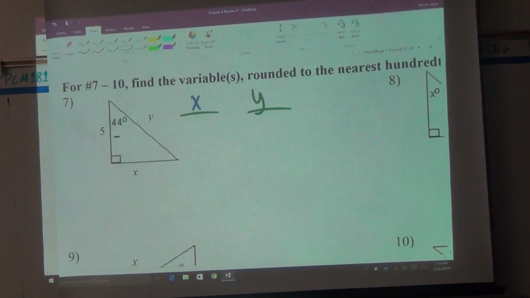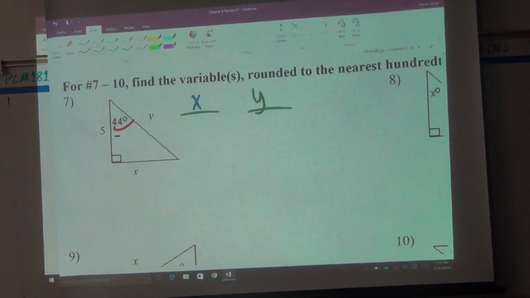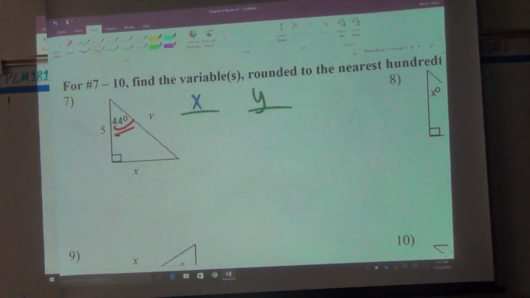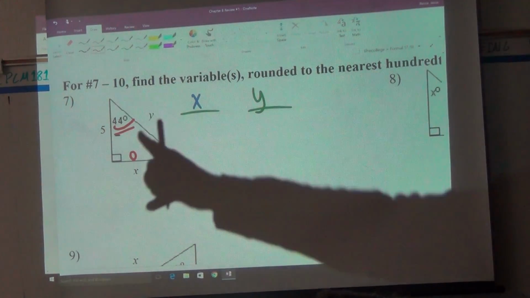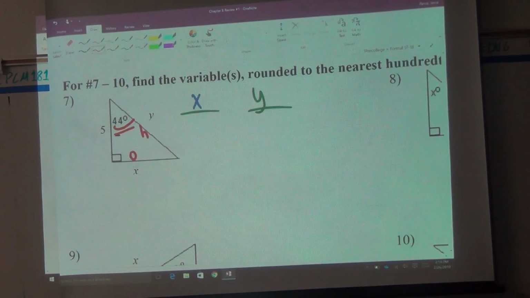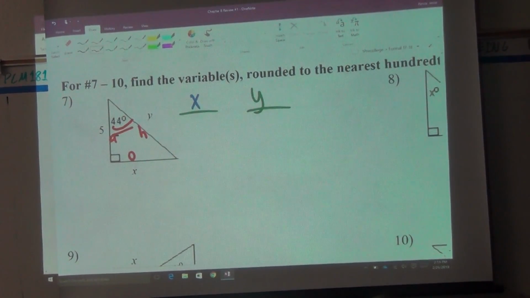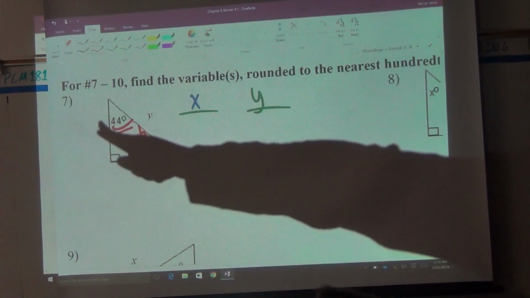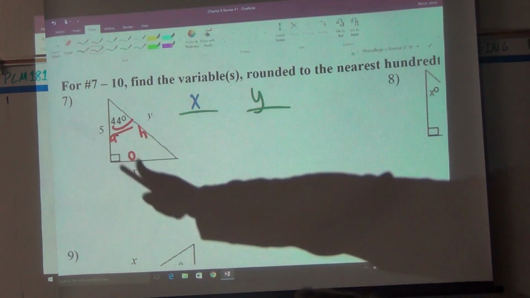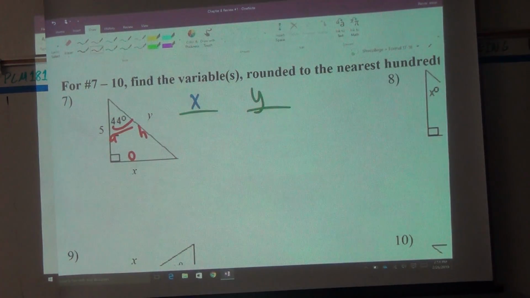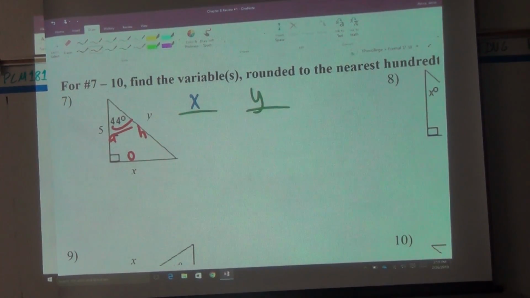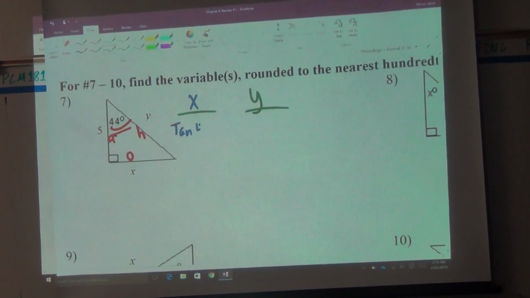Steve, from the perspective of 44, x is the opposite, adjacent, or hypotenuse? Opposite. And the y? The hypotenuse. And the 5 then has to be the adjacent. Okay? So to figure out x, we want to use the 5, but we've got to figure out what the trig function is that has o and a. Matt? Tangent. So the tangent of 44 equals x over 5.